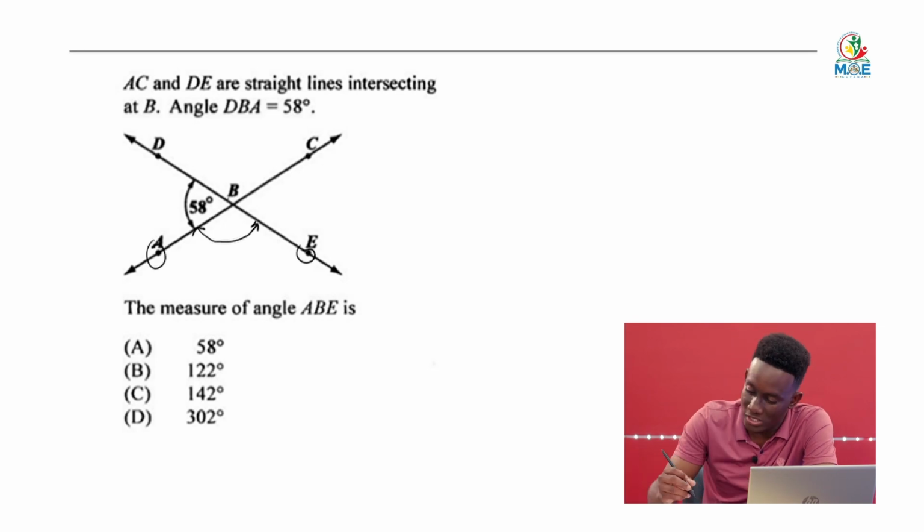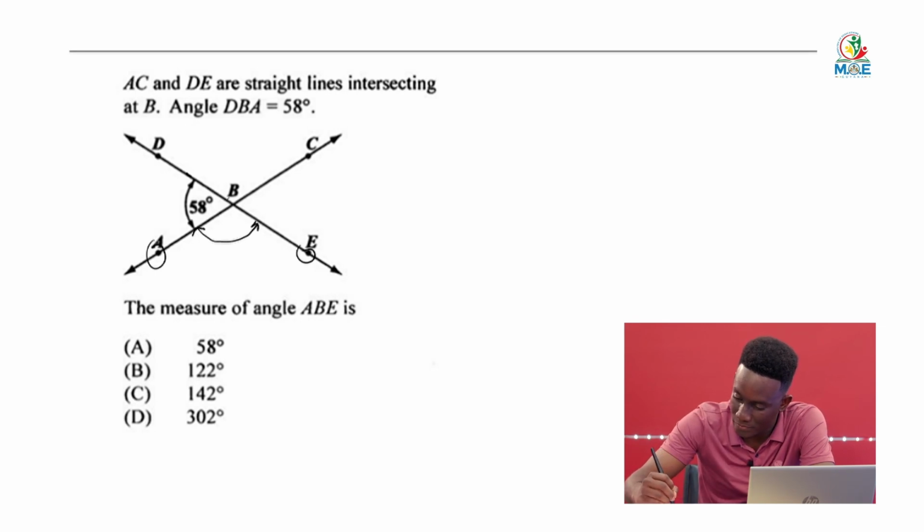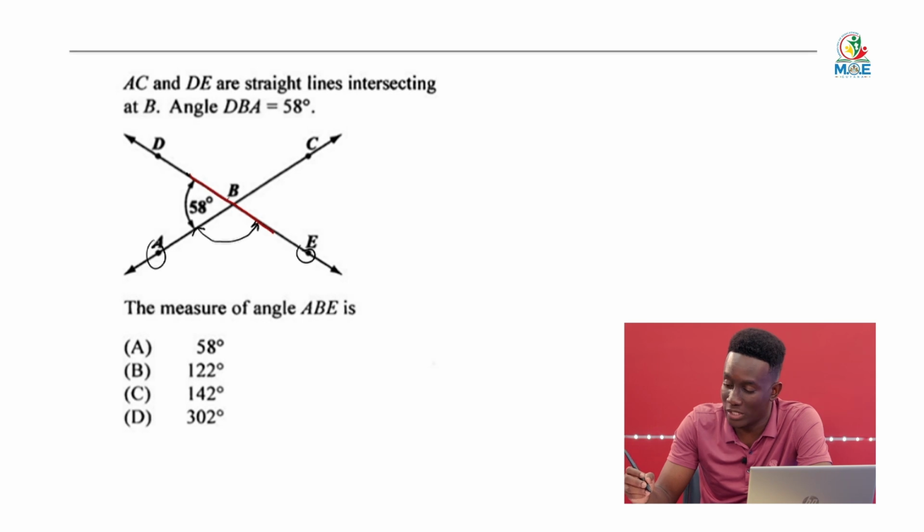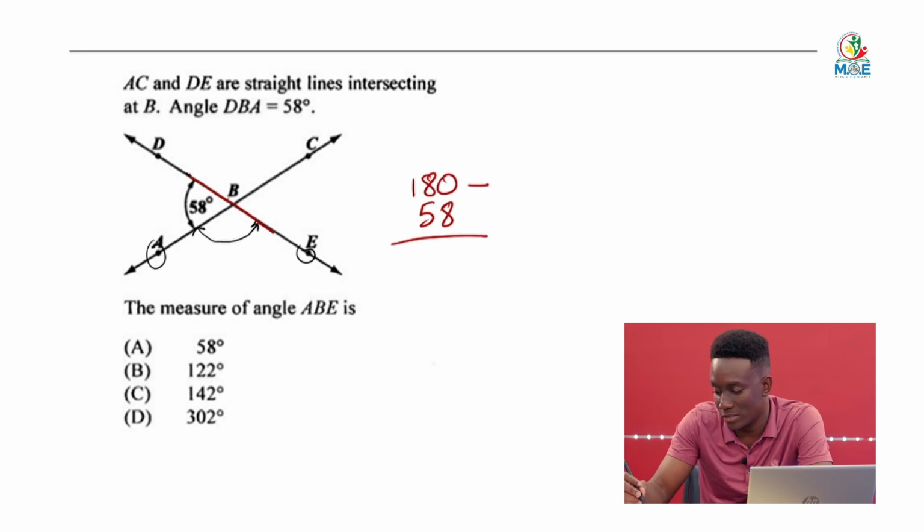First of all, we see a straight line is formed right here. So in order to get the measure of ABE, we simply need to subtract 58 from 180. So you say 180 minus 58. We don't have calculators in the paper, so let's practice without a calculator.